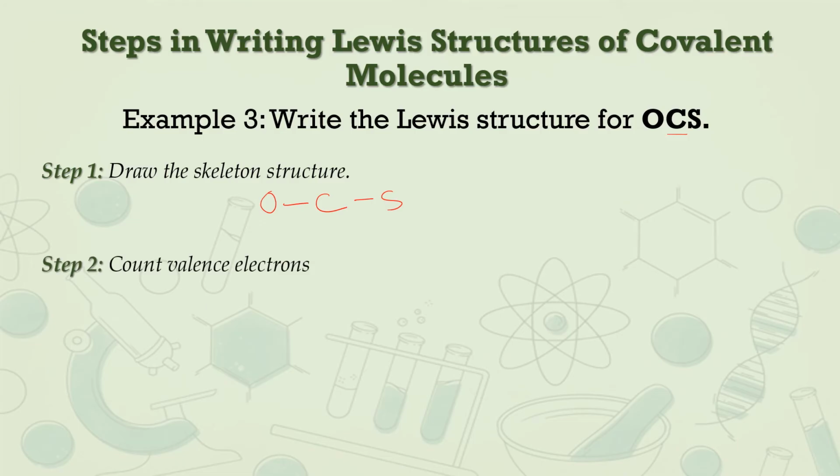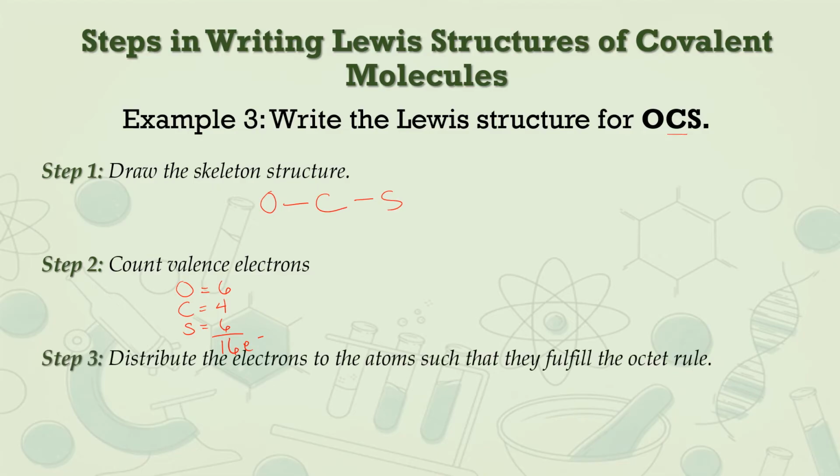Next is to count the valence electrons. Oxygen is located at group 6. Carbon is a group 4 element. And sulfur belongs to group 6. So add this, 6 plus 4 plus 6 is 16 electrons. So there must be 16 electrons in our structure afterwards.